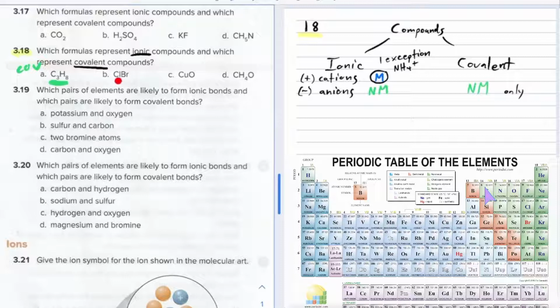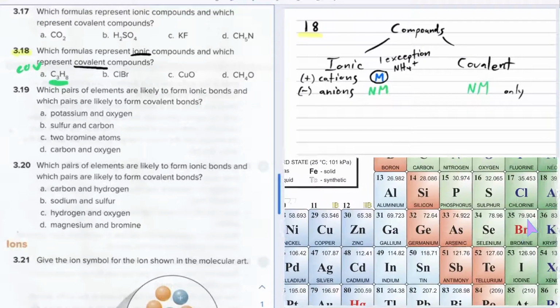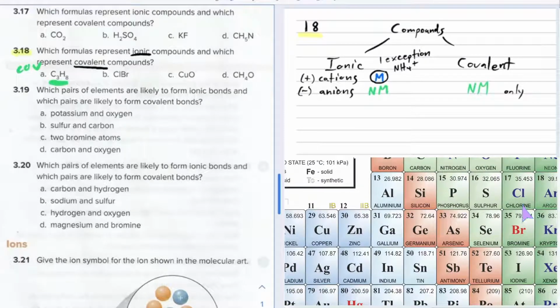What about ClBr? That's chlorine and bromine. Well, chlorine and bromine are in group 7A, the halogens. They're right there, right next to each other, and they're both nonmetals. So that's also covalent.